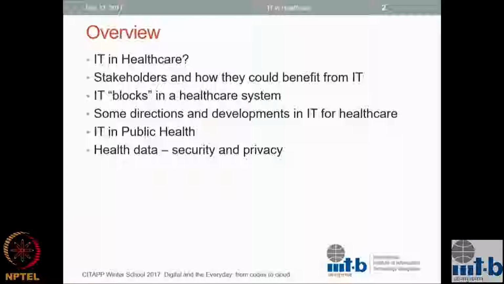And one of the core issues that I want to come around to when you talk about IT and data in healthcare is the whole notion of privacy, confidentiality, security, which we have looked at a bit. We look at it from the standpoint and the nuances that healthcare brings in, and possibly what are the solutions that could be out there. So that's the broad agenda.